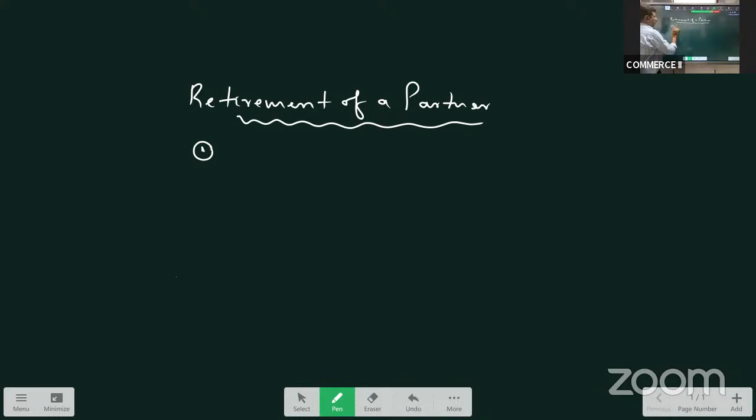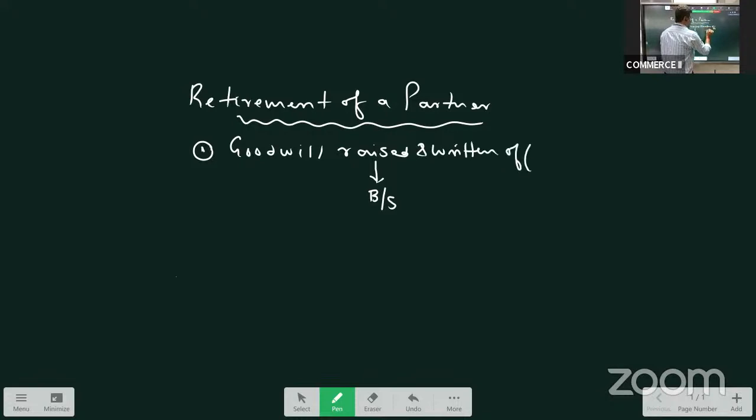What is it? Goodwill raised and written off. If goodwill is raised, you have seen goodwill amount will appear in the balance sheet. What if we do not want to show it in the balance sheet? Then we simply write off the goodwill, so it will not appear in the balance sheet. So in this method, we will learn the accounting treatment and do a few problems. We are learning the method where goodwill is raised and written off.